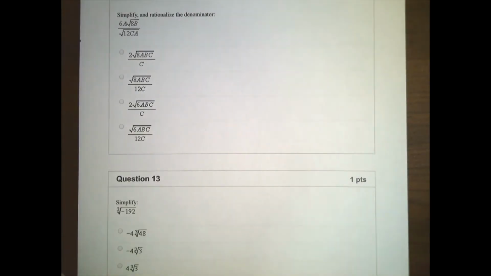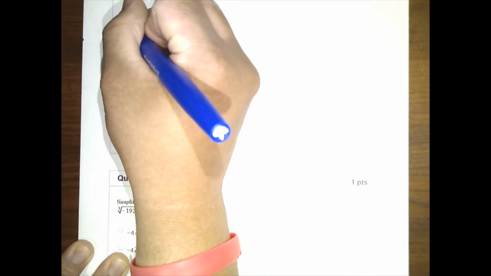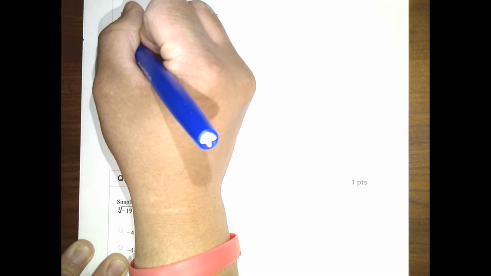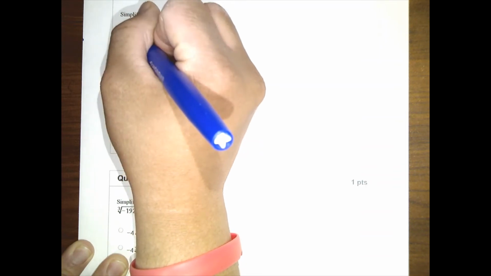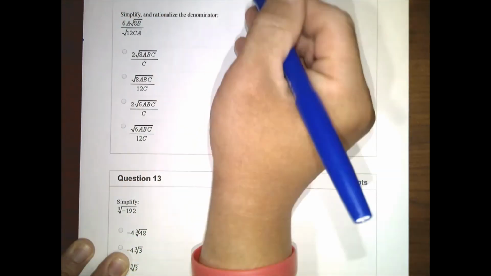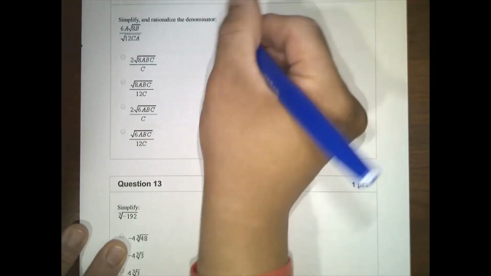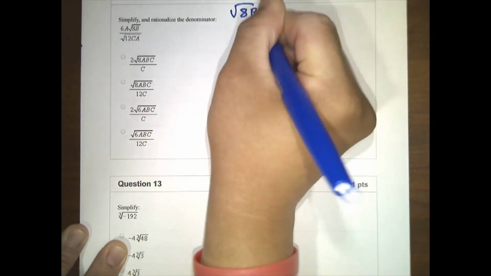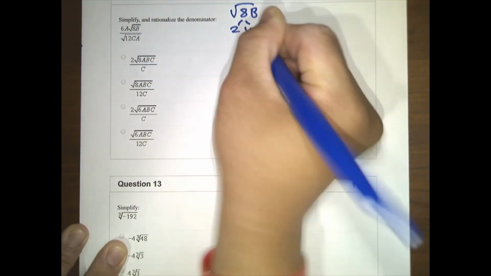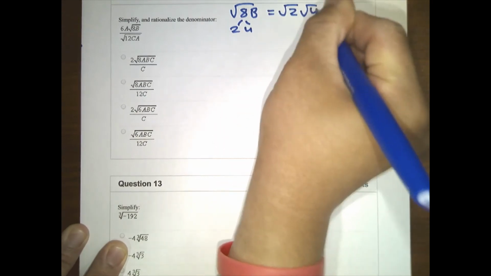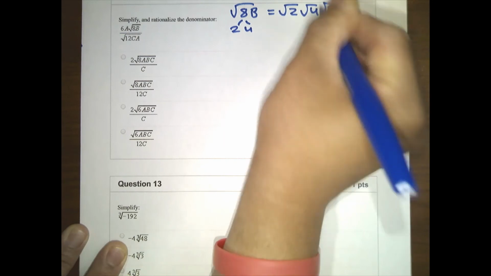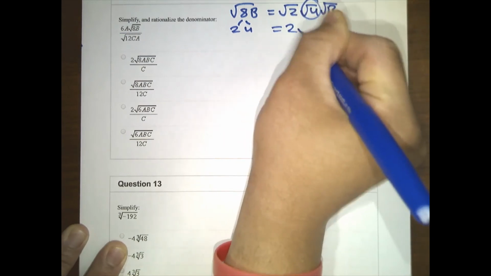All right, so in this problem, we're back to square roots. So we have the square root of 6a times the square root of 8b over the square root of 12ca. So let's go ahead and break the square root of 8b down. So I know 8 is 2 times 4. So this is the square root of 2 times the square root of 4 times the square root of b, and the square root of 4 is 2. So 2 square root of 2b.